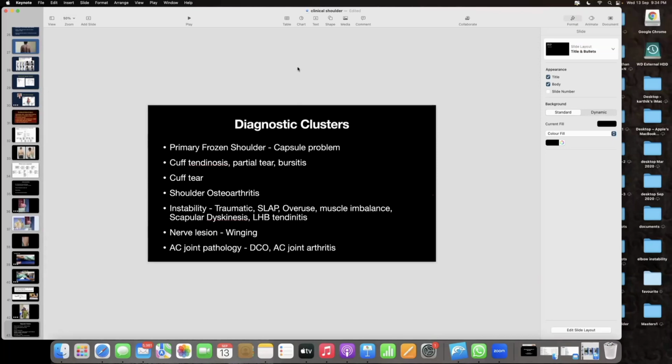Karthik, any particular examination for LHB tendinitis? I look for groove tenderness, sir. Groove tenderness is my only test. I just rely on that because for me LHB tendinitis is secondary. It's not a primary problem.